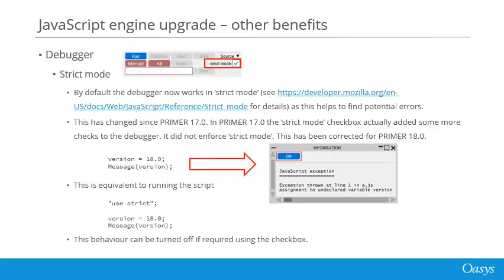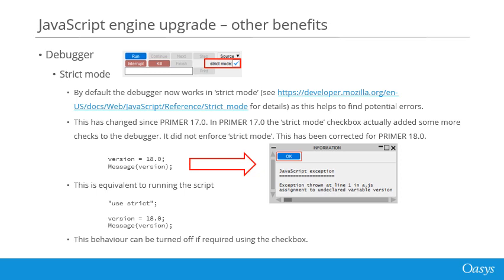Another change in the debugger for Primer 18 is strict mode. Strict mode is a restricted variant of JavaScript to help try to stop some common errors in scripts. For more details, please use the link on the slide for more information. In Primer 18, the debugger now runs in strict mode by default. You can turn it off if required by using the checkbox in the debugger.